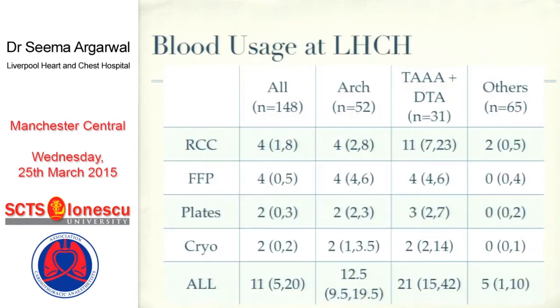So this is the blood usage at Liverpool over the past year, so 2013 to 14, for our aortic programme. And you can see that on average, our aortic patients are using 4 units of red cells, 4 units of FFP, 2 platelets and 2 cryo.